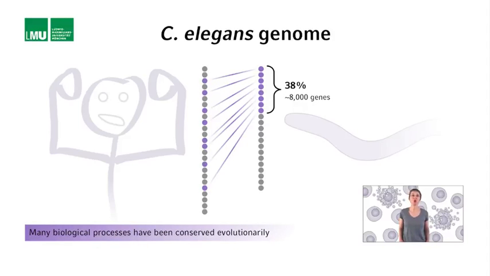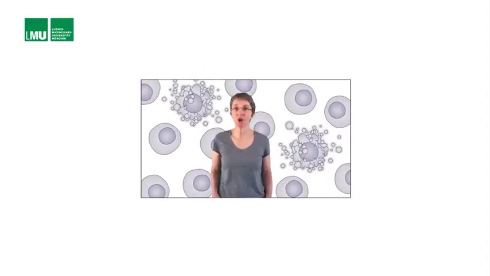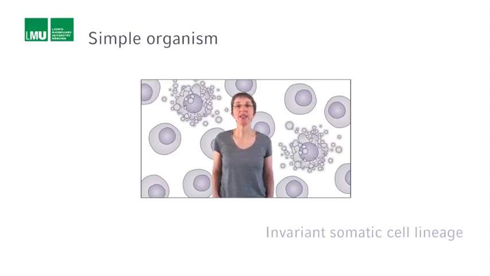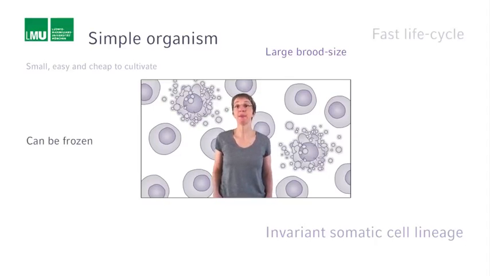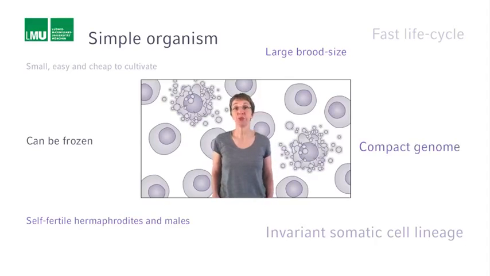In summary, C. elegans is a simple organism with a simple body plan and nervous system and an essentially invariant somatic cell lineage. It is small, easy and cheap to cultivate. It has a large brood size, a fast life cycle, it can be frozen, it has a self-fertile hermaphrodite and male sex, and it has a compact genome. Sidney Brenner picked well. C. elegans is a great model in which to genetically dissect nervous system function.